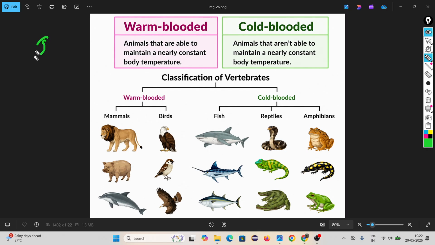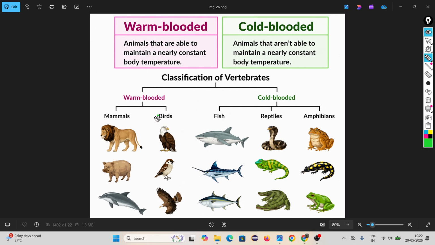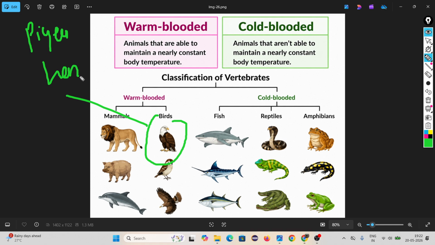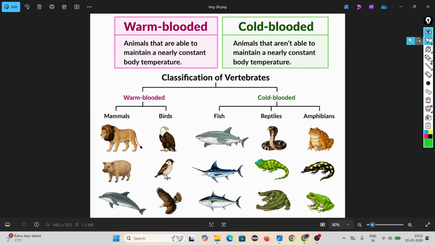So among five types of vertebrates, only 2 have constant temperature: mammals and birds. That's why when you catch any bird, especially pigeon or hen, you feel warm and can feel their body temperature. But when you catch a fish, are you feeling warm? No, they don't have a constant temperature. In water some temperature, outside water some other temperature.